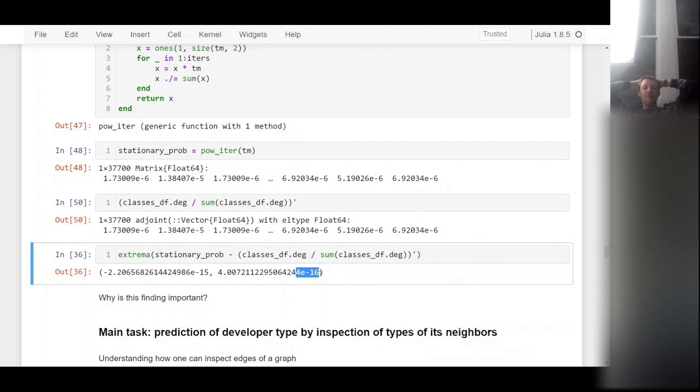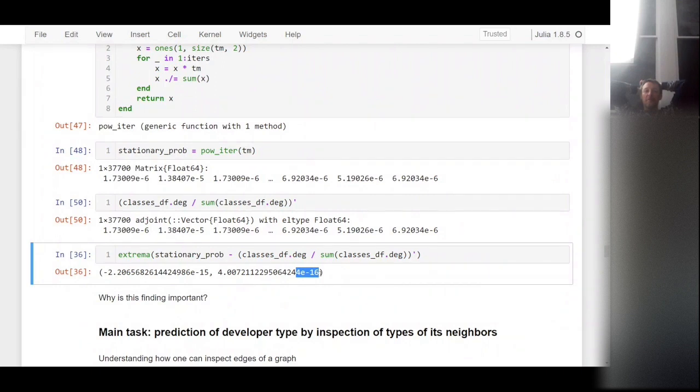So by using the power iteration method, it was not a random process. The random walk already ensured us that things are okay, but we were not numerically sure because there was some randomness. Here, without randomness, we see that we get exactly the same results. So numerically, we have confirmed that indeed the probability of visiting a node is proportional to its degree.